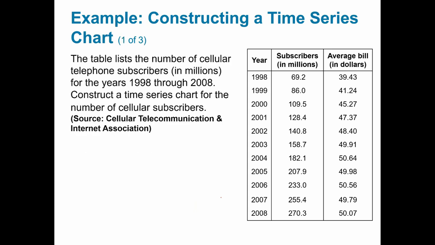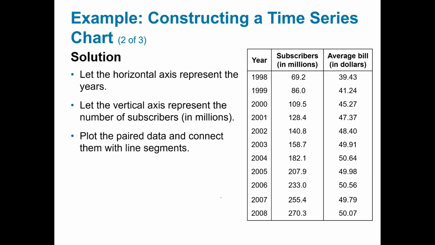So let's look at an example of a time series chart. Here we have a table with the number of cell phone subscribers in millions for the years 98 through 2008. So let's construct a time series chart for these number of cell subscribers. We're going to let the horizontal axis represent our years. So your horizontal axis, always time. Whatever time periods you're looking at, that's your horizontal axis. So year in this case is going to be our horizontal or our x-axis.